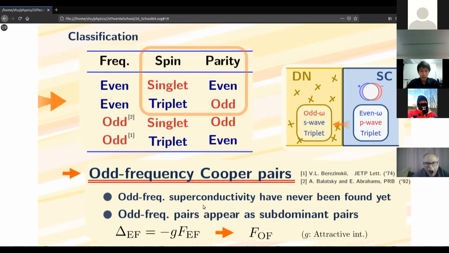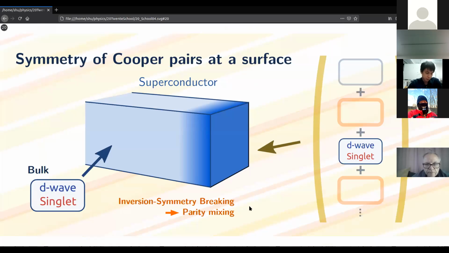However, even when the superconductor is even frequency, the odd-frequency pair can appear as a subdominant component. So this is basically the basics of the odd-frequency pairs. And this odd-frequency pair is deeply related to the Andreev bound states. So first, let us consider the pairing symmetry at the surface of the D-wave superconductor. The pairing symmetry of the D-wave superconductor is, of course, spin singlet D-wave.